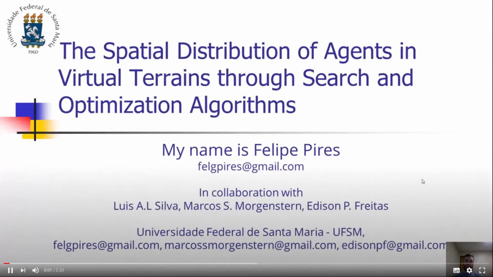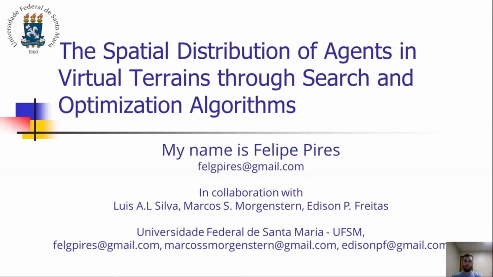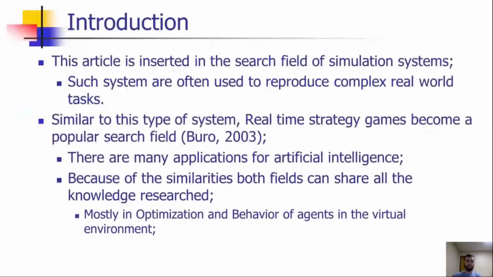Hello, my name is Felipe Pires, and today we'll be presenting the spatial distribution of agents in virtual terrains through search and optimization algorithms. This article is inserted in the research field of simulation systems. Such systems are often used to reproduce real-world tasks. Similar to this type of system, real-time strategy games have become a popular research field. There are many applications for artificial intelligence. Because of the similarity, both fields can share all the knowledge researched, mostly in optimization and behavior of agents in the virtual environment.